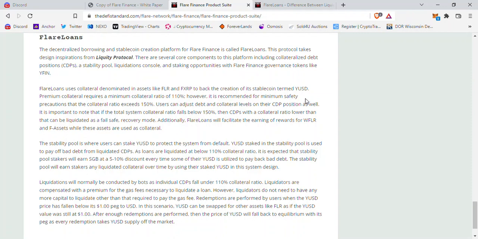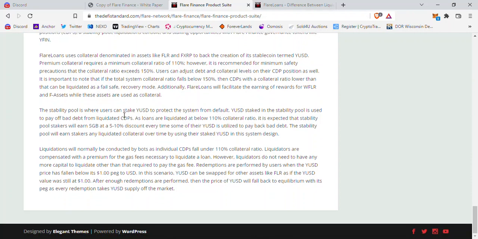So the lowest to the highest, and it will just keep liquidating until it deems that the network is safe again. This is all coded in there. It happens with bots, so there's really no control over it on your part.